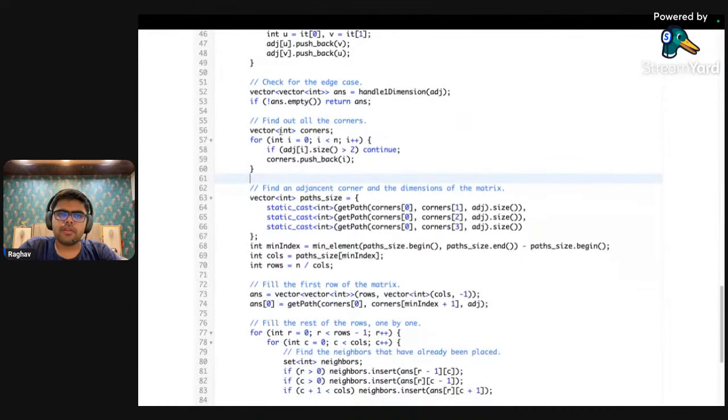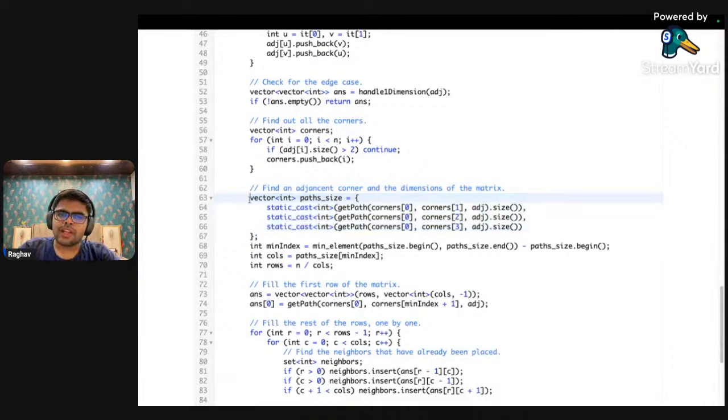This is also simple. For all the nodes having the degree greater than 2, just continue, and the nodes which are having the degree equal to 2, just push them into the corners vector. Then I am calculating the distance from corner 0 to all the corners. Now in this case I am calling this function getPath 3 times, which will run a BFS again and again. So 3 BFS would be run in this case.